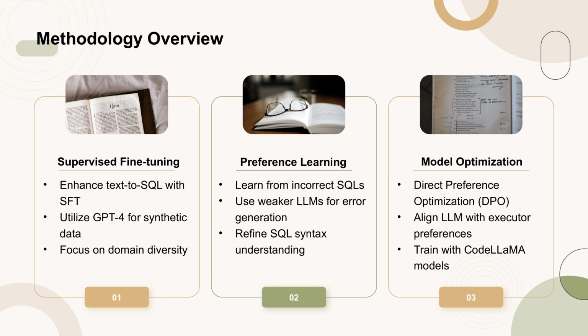This involves using GPT-4 to generate synthetic data that focuses on domain diversity and complexity. The second phase employs preference learning, where the model learns from incorrect SQL queries generated by weaker language models. This process refines the model's understanding of SQL syntax and resilience to common errors. The model is optimized using direct preference optimization, DPO, which aligns the language model with executor preferences. This methodology was applied using Code Llama models, resulting in the final models Sense 7B and Sense 13B.